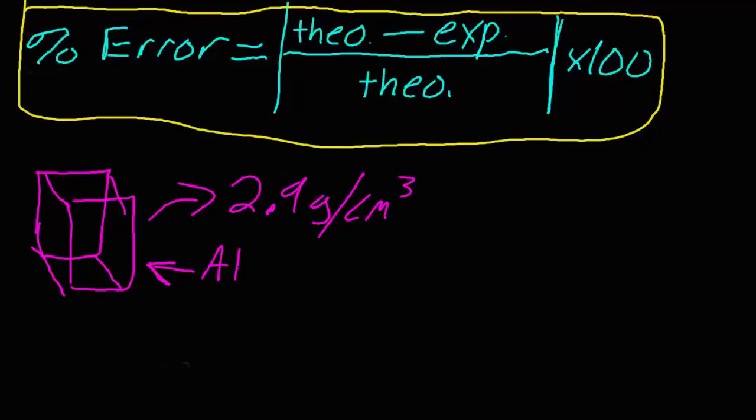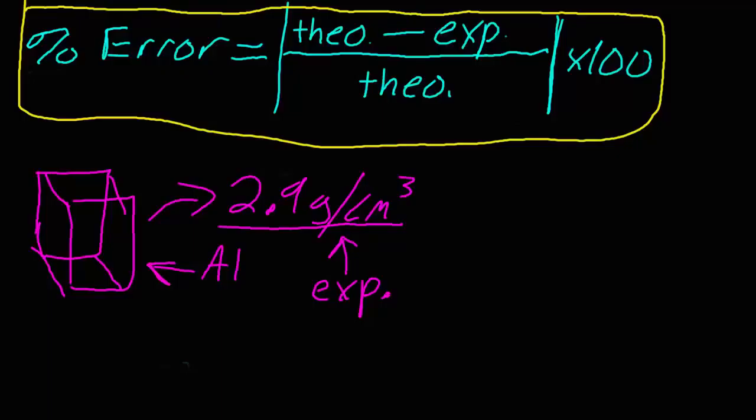So this value here, this 2.9, is the value that we have determined for what the density of our box is, 2.9 grams per centimeter cubed. That makes this our experimental value. Your experimental value is always the one that you have determined through your experiment.